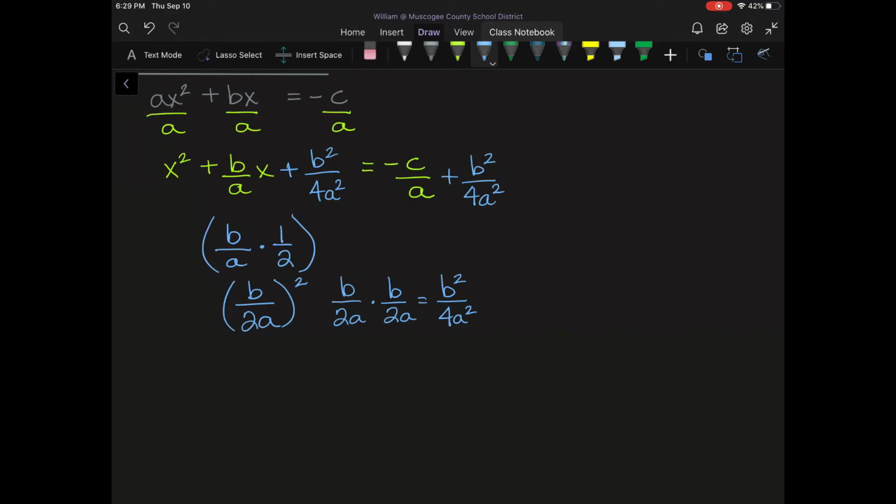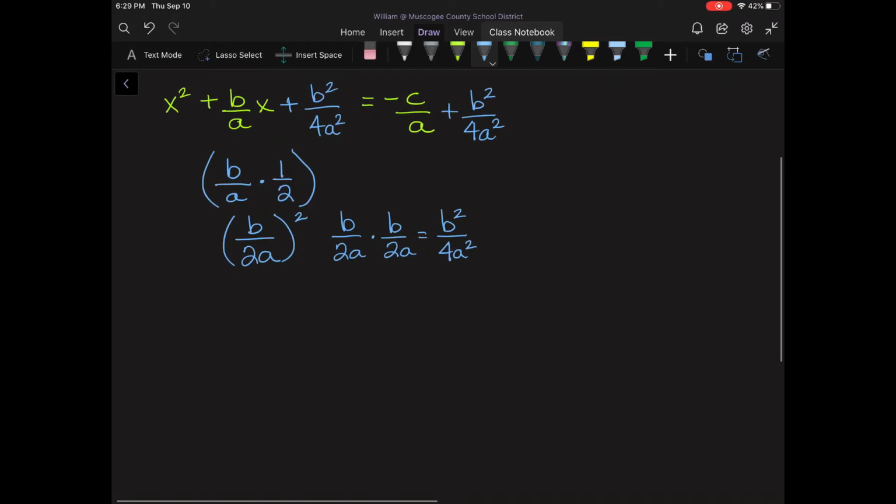So now that we have this, what we're going to do is we're going to rewrite this just below. So down here, we're going to say x squared plus b over ax plus b squared over 4a squared equals, and then what I'm going to do is I'm going to bring this b squared to the front, only because you know that when you write something in standard form, normally it's the highest exponent first. So I'll just say b squared over 4a squared minus c over a.